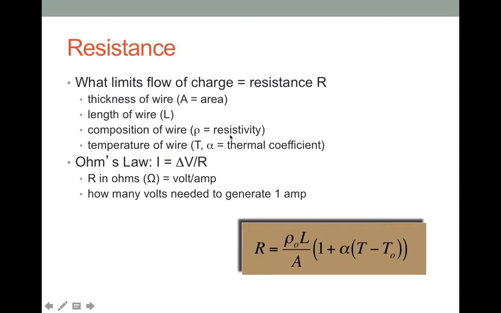Now, all of these dependencies can be summarized in this equation, where the resistance is equal to the resistivity times the length of the wire divided by the cross-sectional area. And the temperature right here, the way we define the dependence, is T0 is the reference temperature, at which point, if I'm at that temperature, the resistance is this term right here. If I'm above that, then I get a higher resistance. If I'm below that, I get a lower resistance. So we use a reference temperature. Often that reference temperature is 20 degrees Celsius, or room temperature.